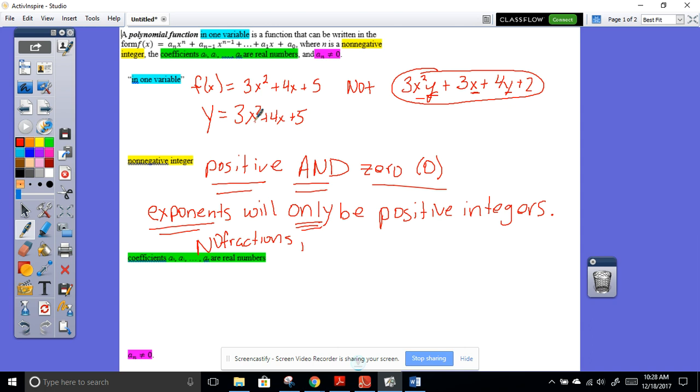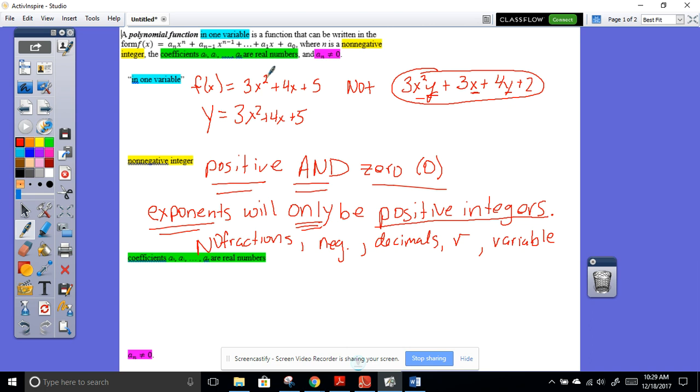Now don't hear me say that we won't have any fractions. Our coefficients can be fractions. It's our exponents that can't be fractions. Our exponents can't be negative. Our exponents can't be decimals. And our exponents can't be square roots, and our exponents can't be a variable. Okay, it can only be a positive integer.